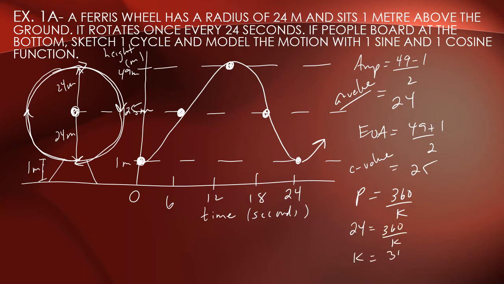So K equals 360 divided by 24, which equals, what is 360 divided by 24? 15. So K equals 15. So let's start with a sine function. I'm just going to say, you can use f of x. I'm going to use h for height and t for time. So this is actually h of t.